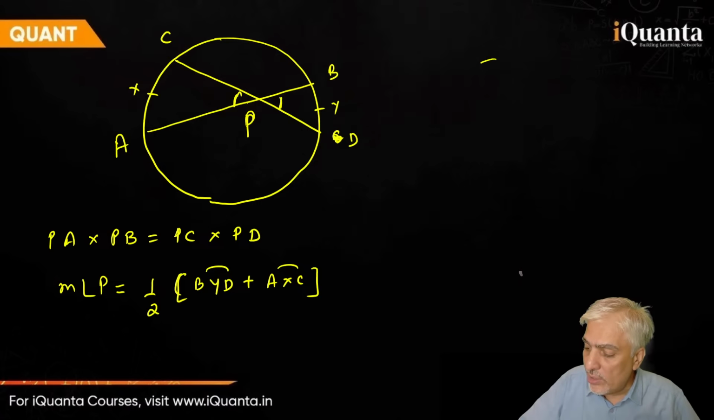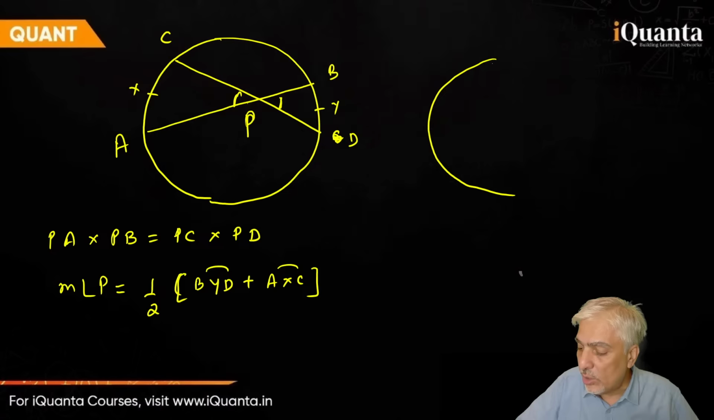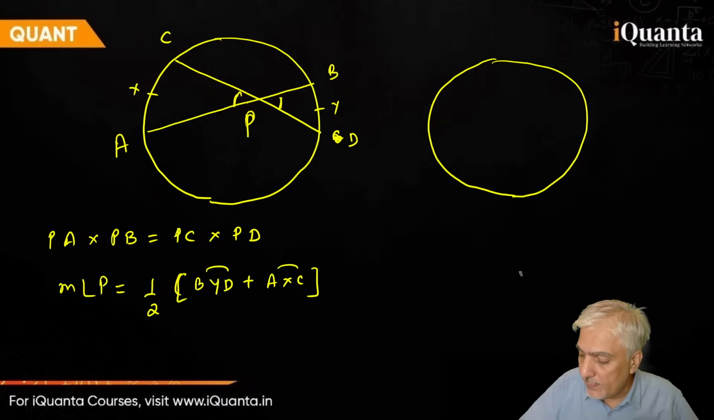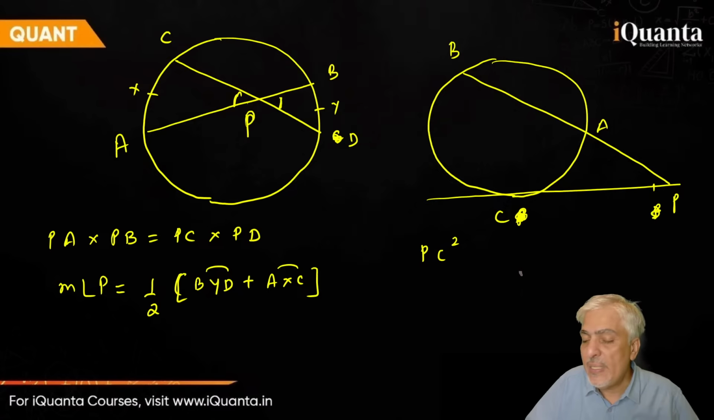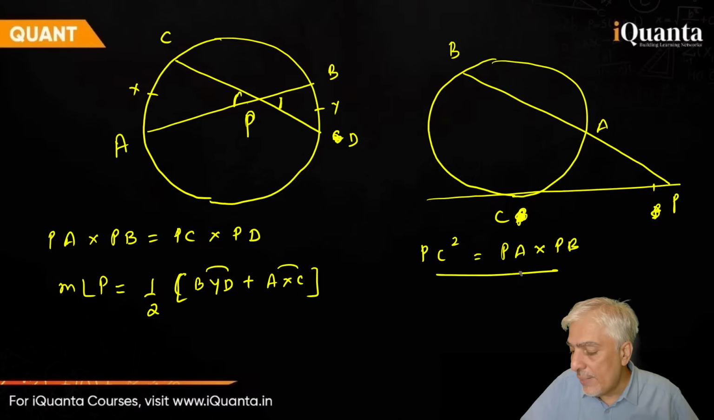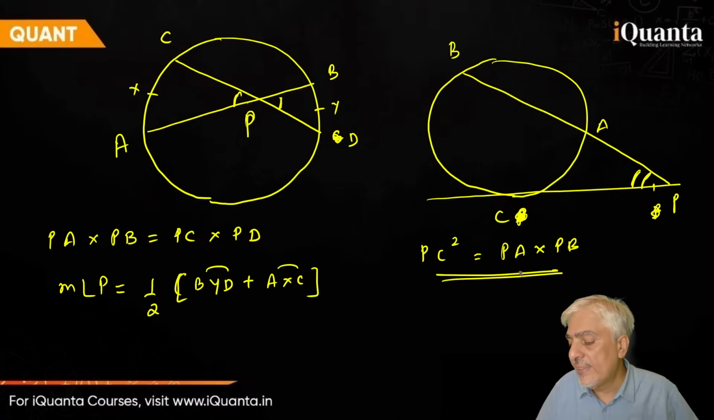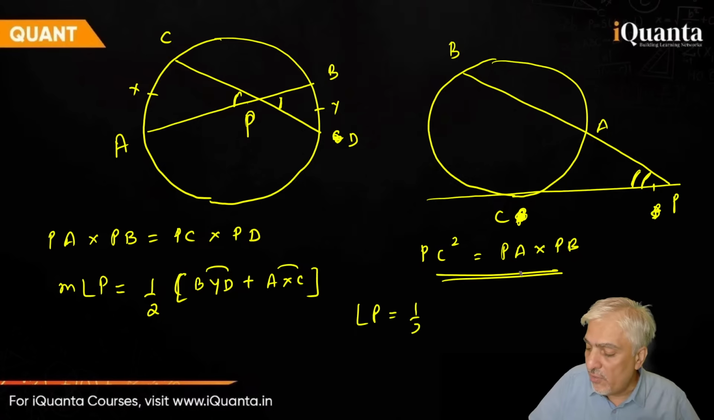And as somebody was pointing out earlier, it will work in case of one tangent and one secant also, both the properties. Suppose this is P, this is C, this is A and B. Same property will work a third time also. This time it will be PC square: PC into PC is equal to PA into PB. And the angle property also works. This angle is half of the bigger arc minus the smaller arc, so angle P will be half of arc BYC minus AXC.